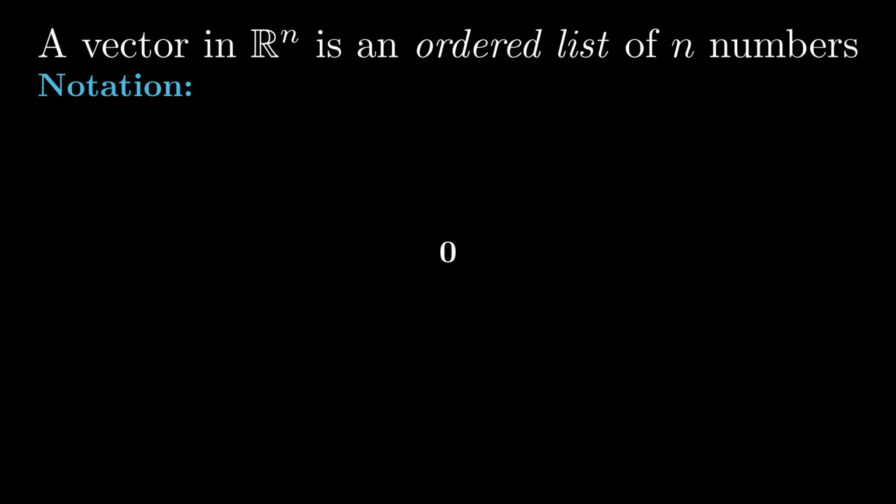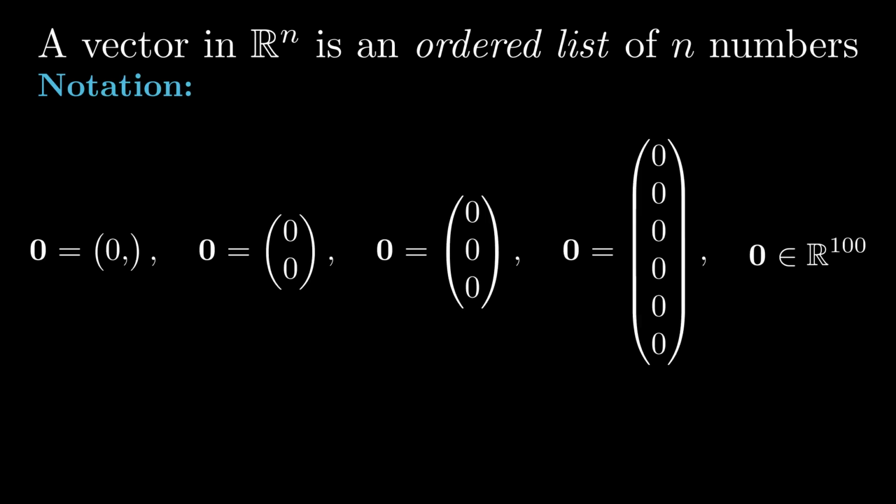A bold 0 denotes a vector whose components are all zeros. Note that a bold 0 does not indicate its number of components. Usually, the number of zeros is inferred from context.